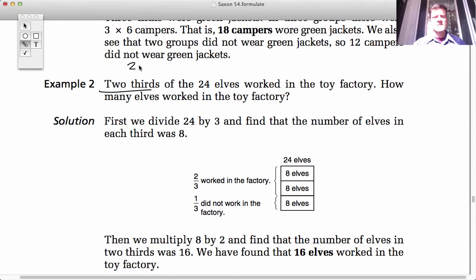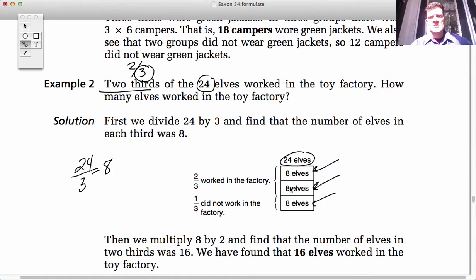2/3 is your fraction of the 24 elves who worked in the toy factory. How many elves worked in the toy factory? So I'm going to take my 24 and divide it into a certain number of groups. How many? The bottom number is going to tell me. I'm going to divide it into 3 groups. Well, 24 divided by 3 is 8. That means in each of those groups there are 8 elves. 8 plus 8 plus 8 is 24, or 3 times 8 is 24.